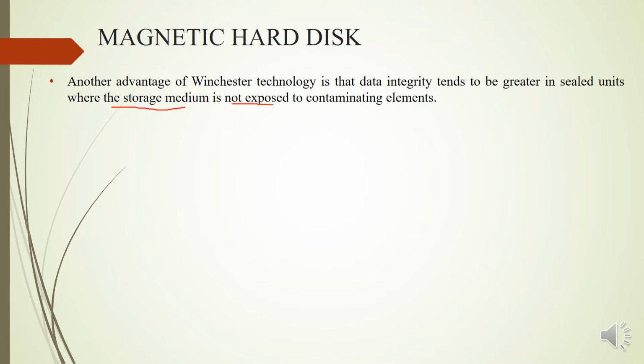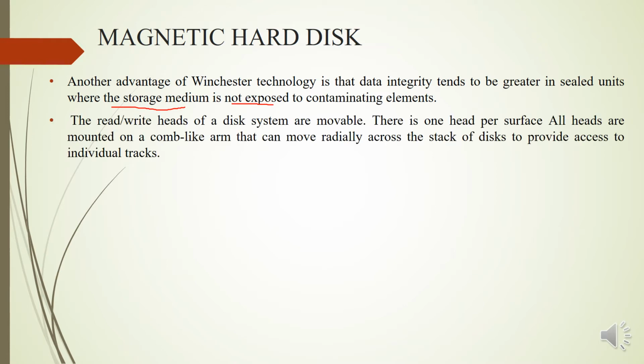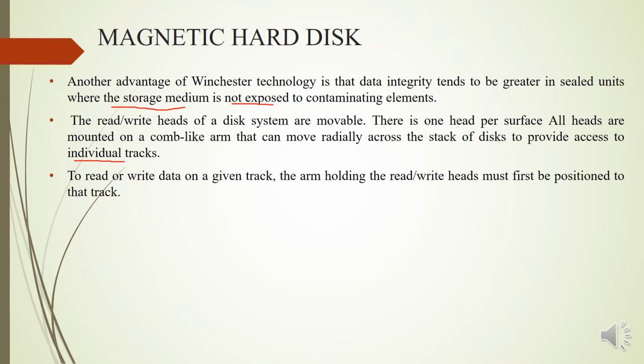The read or write heads of the disk system are movable. There is one head per surface. All heads are mounted on a comb-like arm that can move readily across the stack of disks to provide access to the individual tracks. To read or write data on a given track, the arm holding the read or write head must first be positioned to that track.